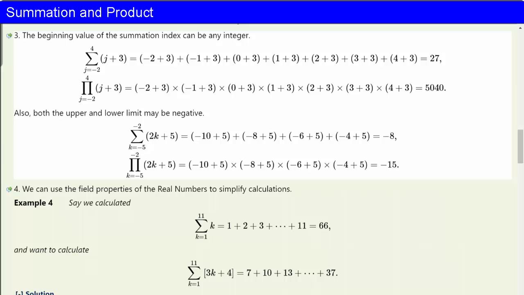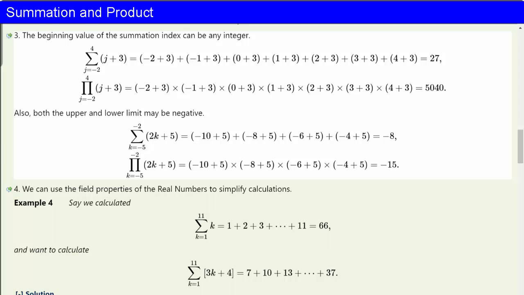In addition, both upper and lower limit can be negative. For example, you can take the sum from k equals minus 5 to k equals minus 2 of the numbers 2k plus 5. You just start with k equals minus 5. That means that 2k plus 5 starts at minus 10 plus 5. And then you move up k to minus 4, and then to minus 3, and then to minus 2, and you stop. And then you add up these numbers, you get minus 8.